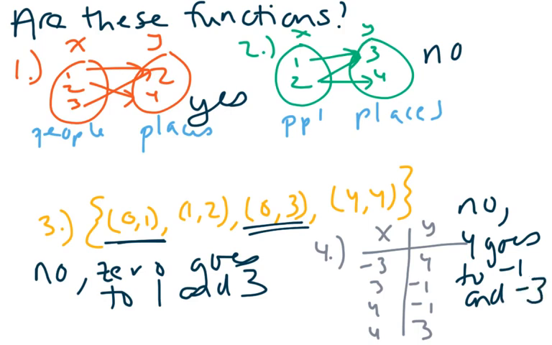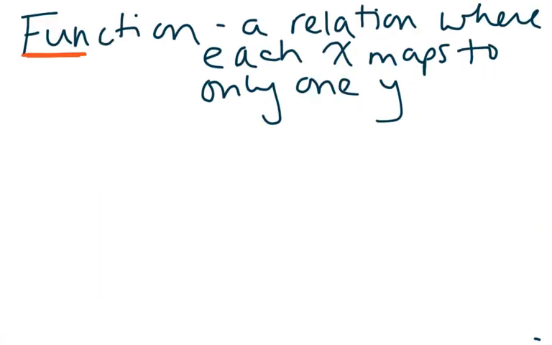What some students will do is simply interpret this as looking to see if the x's duplicate. And that does work, just seeing if the x's duplicate, but it's important to know why. That's the thing that disqualifies them. So remember, go back to the definition: a function is a relation where each x maps to only one y.